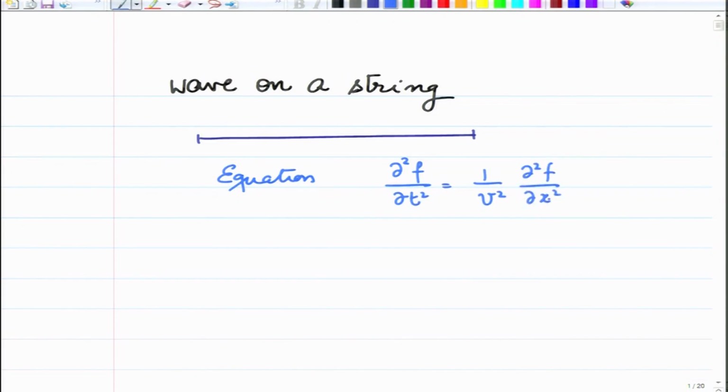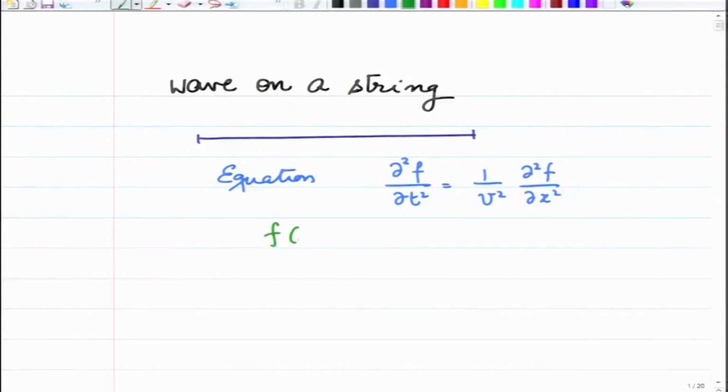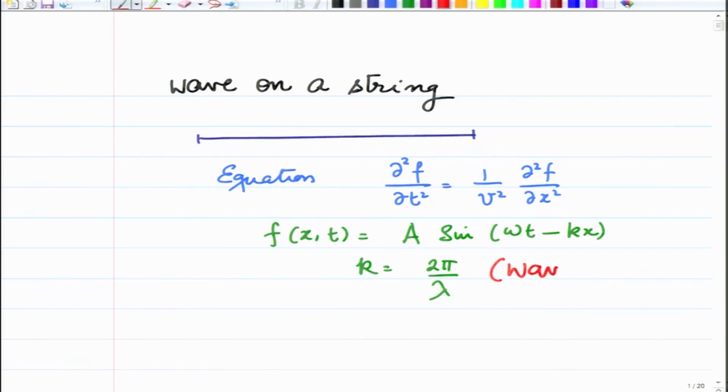We had taken a one dimensional string, and the solution with a given frequency, which I call the harmonic solutions, were given as f of x, t equals some amplitude times sine of omega t minus k x, where k is 2 pi over lambda, and I am going to give it a name now. It is called the wave vector. This was for a continuous string.